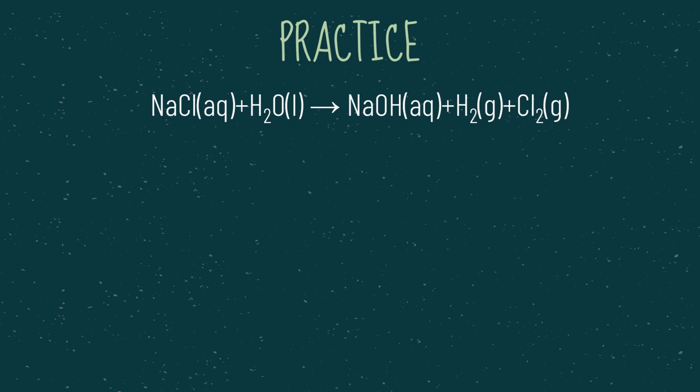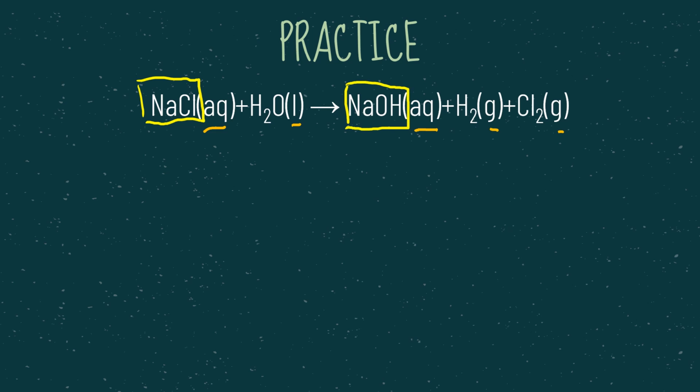Okay, now let's look at this question. First things first, we need to look for those with the aqueous state symbol. There is one aqueous state symbol and there's another aqueous state symbol. The rest are not in the aqueous state. We have a liquid state here and we have two gaseous states here. So we are only going to focus on the compounds that are in the aqueous state, so this NaCl and NaOH.